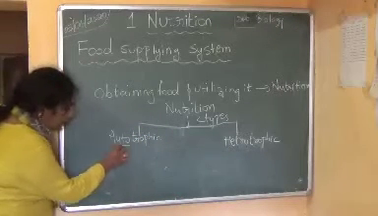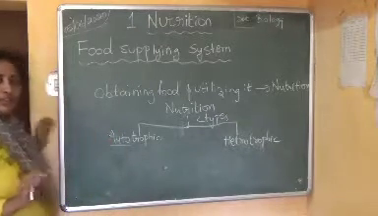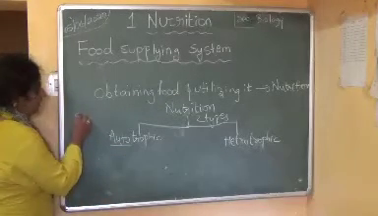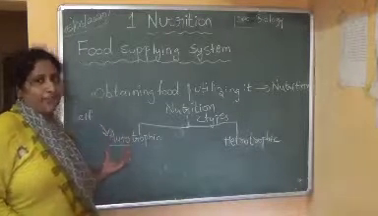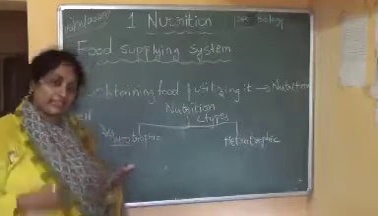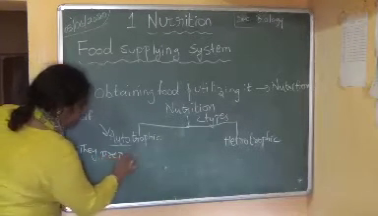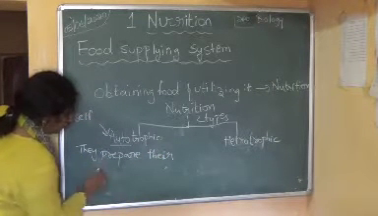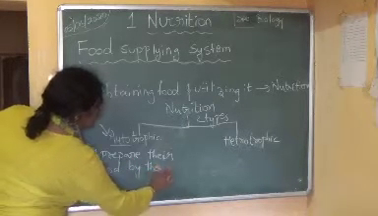Whenever you come with the word auto in biology, you should remember that it means self. Auto means self, so self-preparing. Trophic means preparing. They prepare their food by themselves. So what are autotrophic? They prepare their food by themselves.